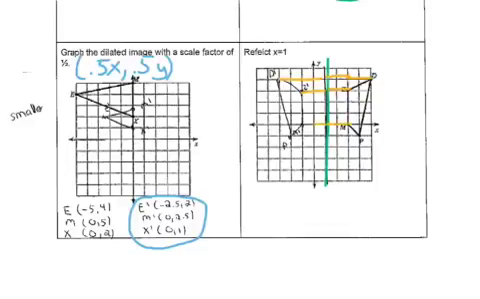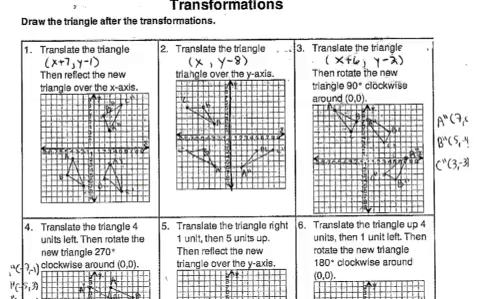Right 2, so I go left 2. Right 1, 2, 3, left 1, 2, 3, and so forth. Remember, with reflections, you should be able to fold your paper along that line of reflection and everything should match up perfectly. So these are kind of hard to see, but just try your best.